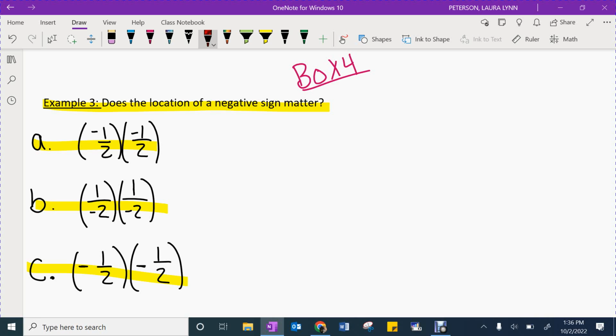So our first question, A, has the negative on the numerator. So it's negative 1 over 2 times negative 1 over 2. I know it's times again because there's a secret multiplication dot.